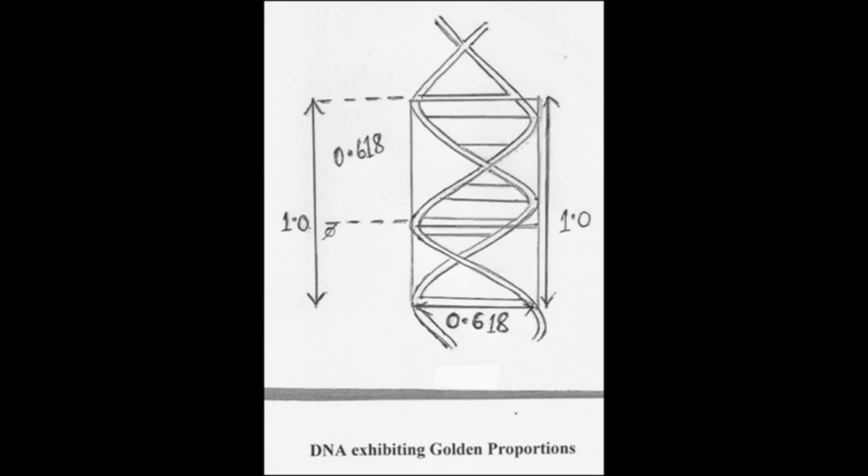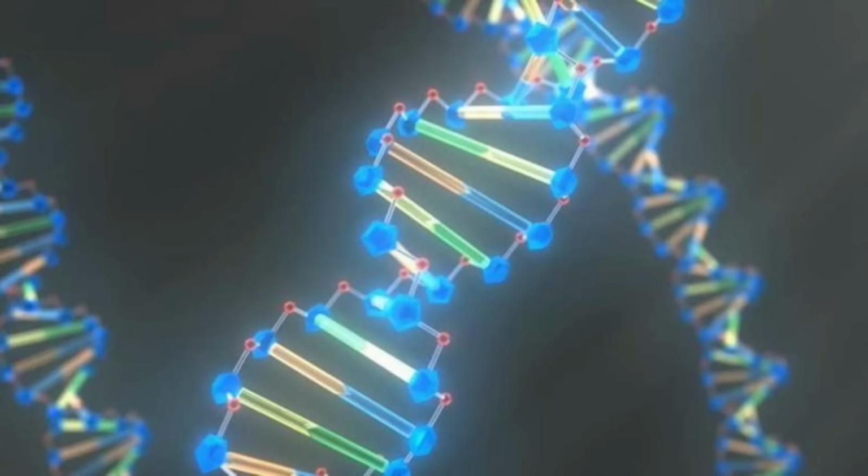Our DNA molecules even conform to the phi ratio. DNA, or deoxyribonucleic acid, is the self-replicating hereditary material that has key information about each person's unique genome.